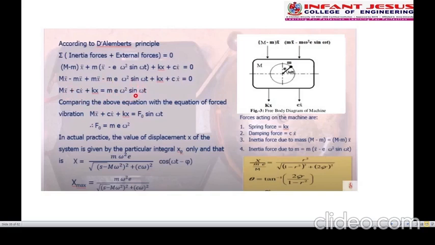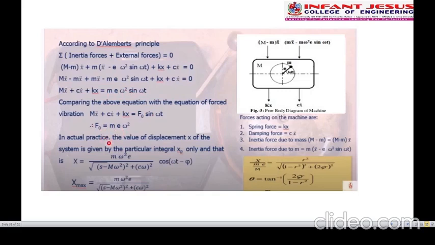This governing equation is called the non-homogeneous characteristic equation. We already have the equation of forced vibration, that is equal to f naught sin omega t. When we compare both equations, the left side is equal and the right side can be compared. So f naught is taken as m e omega square, from comparing these two equations.